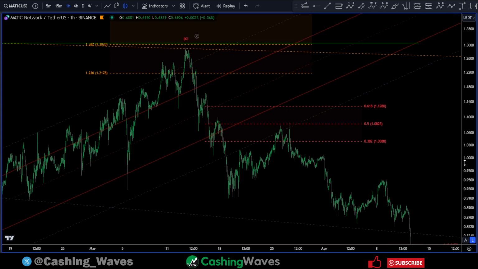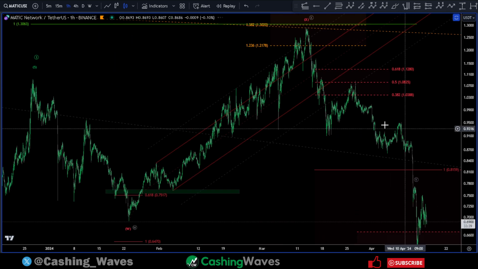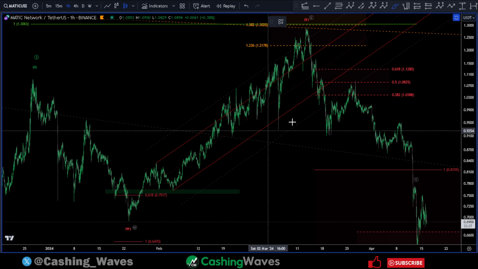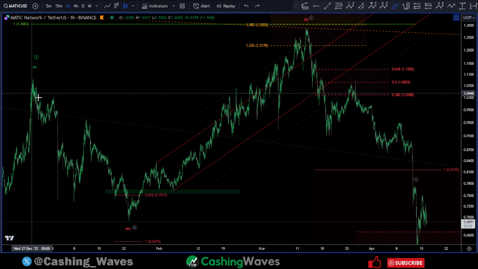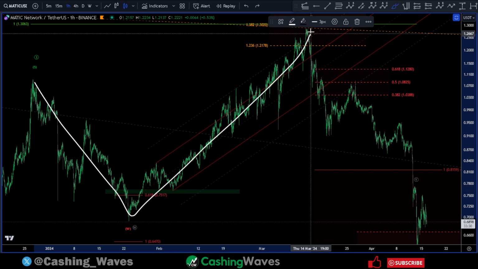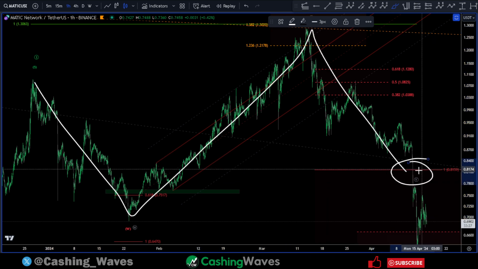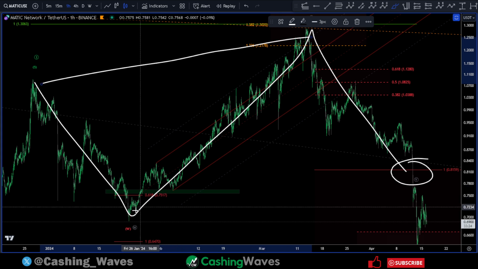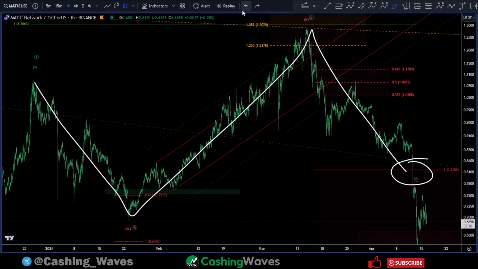Now, one thing we wanted to happen to keep this as a running flat, which we were tracking all the way from back here, if you remember, we were anticipating this move. We're looking for the 1-to-1, which is right here at around 81 cents. And we're looking for this to be a completed correction and move quite impulsively to the upside. We did not get that.